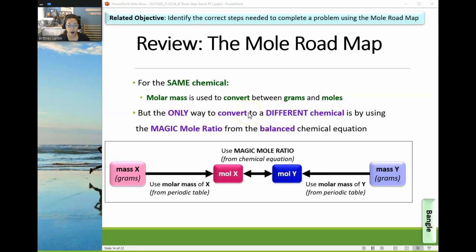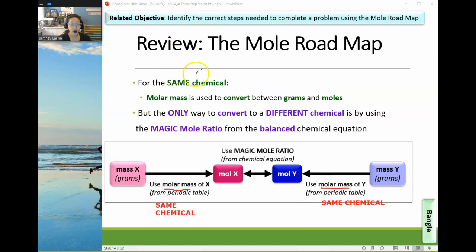Okay, so let's review the mole roadmap right here. Again, we've seen this several times throughout the past few lessons. So remember that when we're talking about the same chemical, we can use molar mass to convert between grams and moles. You'll notice that we can see molar mass down here for the pink side and molar mass down here for the blue side, but they have to stay on their side. So if I want to go grams to moles or moles to grams, I need to use molar mass, but it's still going to be the same chemical. In this case, our starting one, and over here as well, this will also be the same chemical, but in this case, our ending chemical.